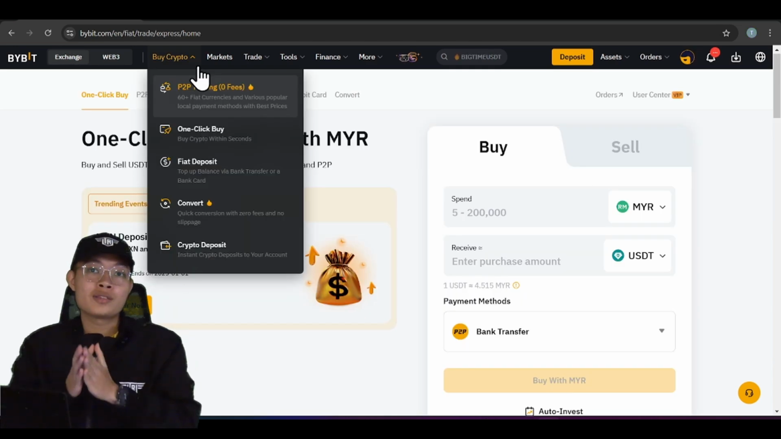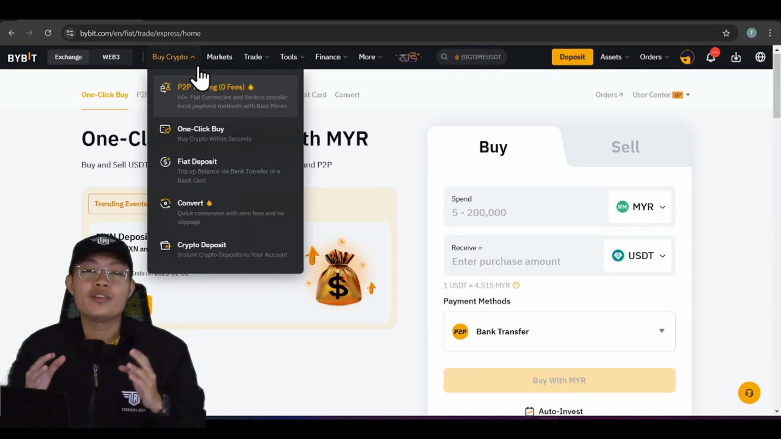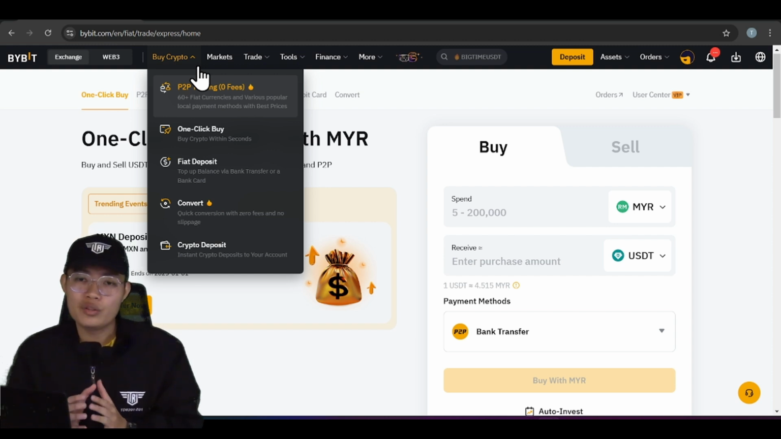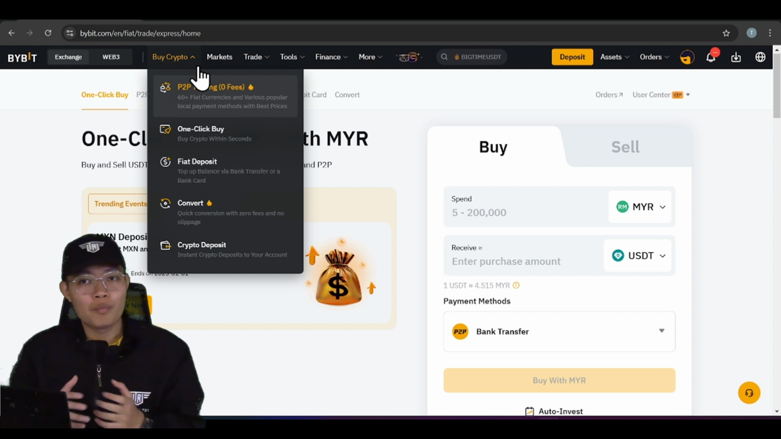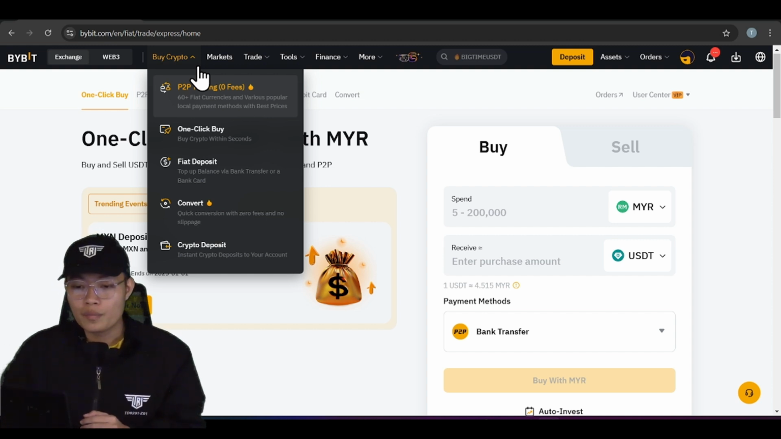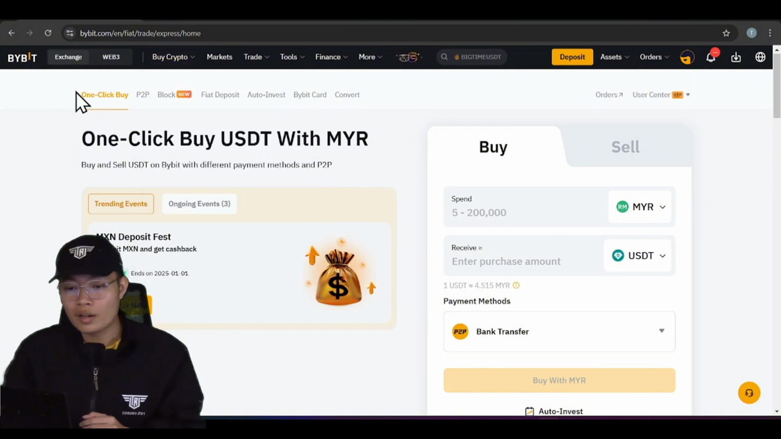Next, once you have set up your KYC, your account is ready to trade. Of course, to start crypto trading, you need to deposit funds, and ByBit offers three main options. The first option is called one-click buy. The second option is called P2P, and the last option is called cryptocurrency transfer. Let me go through them one by one.